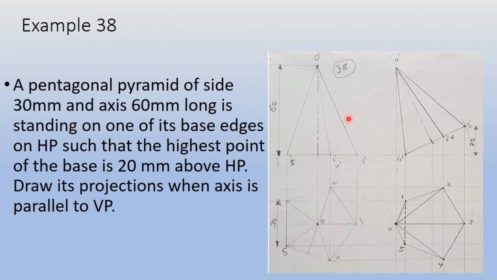So this is the final solution of the pentagonal pyramid resting on its edge. First we have assumed it to be perpendicular to HP, and we have drawn this front view and top view. This was simple. Then we have tilted it in such a way that the opposite corner of the edge which is resting on HP is 20 mm above the HP. So this has become an inclined pyramid, and we have obtained the top view something like this.